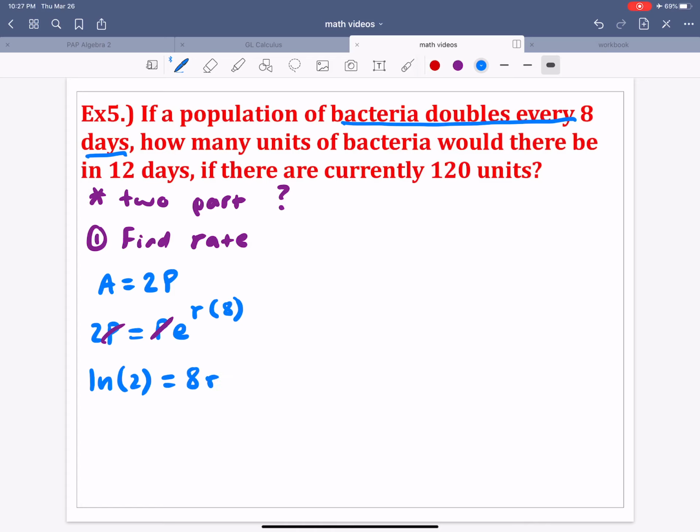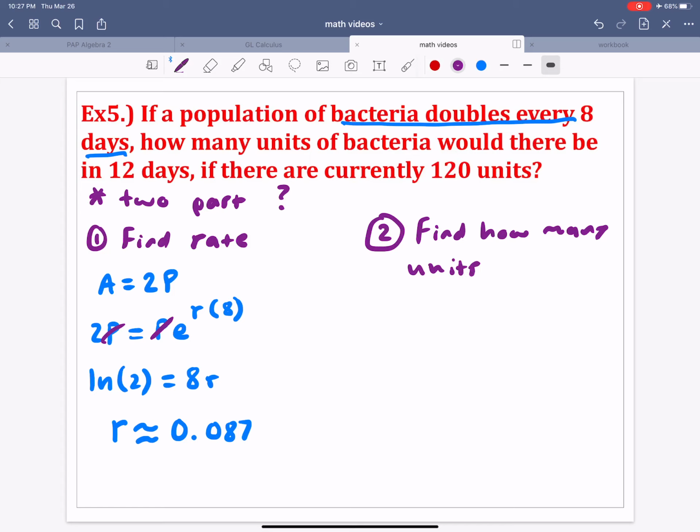Then we divide, that turns into a calculator problem, so we get our rate. We take natural log of 2, and we divide that by 8, and we get 0.087 as our rate. Okay, now that we have the rate, we're ready to move on to part 2 of this problem. Part 2 of the problem is to find how many units after 12 days.